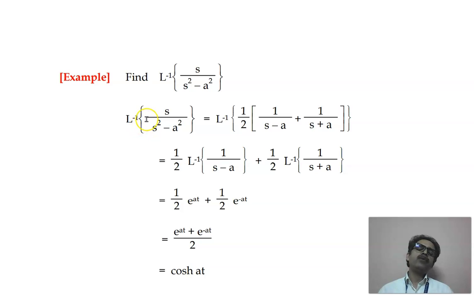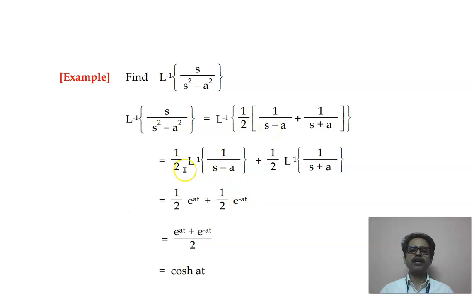Now you must understand that the inverse Laplace transform also satisfies the linear property. Let's see a small example. Find the L inverse, that is the inverse Laplace transform, of s upon s square minus a square. Now s upon s square minus a square can be factorized using the partial fraction method. We can have this, and here you can apply the linear property.